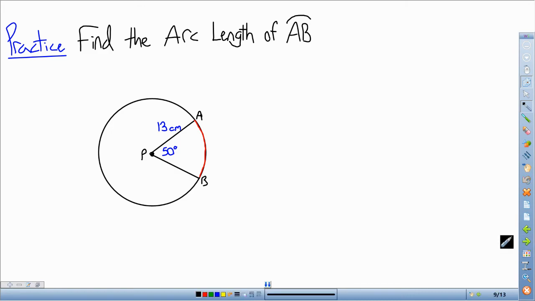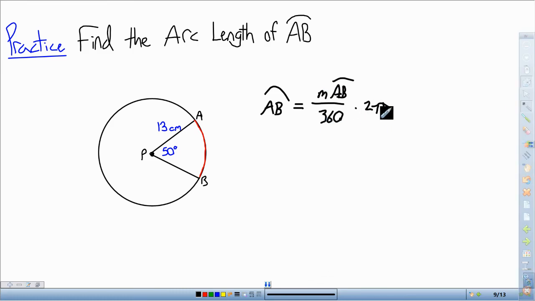Okay, cool. So last thing, I'm going to have you guys go ahead and try one of these on your own. Go ahead and find the length of arc AB using the arc length formula, and then we'll finish up here. Okay, so writing out the formula real quick. The length of arc AB equals the measure of arc AB divided by 360 times 2 pi r. All right. I noticed the measure of my arc. I can find it. The central angle is 50 degrees, so I know my arc is also 50 degrees.